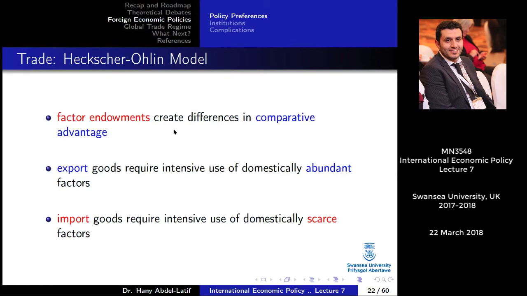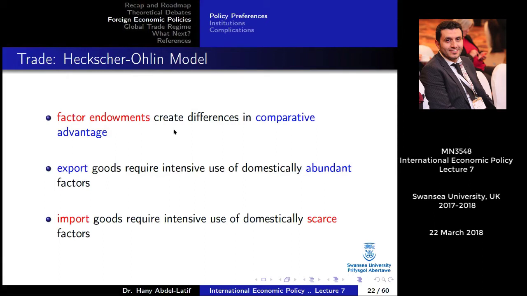So based on your factor endowments, meaning if you have, let's say, an abundant supply of labor, it makes sense that you will specialize in products whose production needs intensive use of labor, for example. So think of the factors of production: labor, capital, and land. In general, you will export goods that require intensive use of the domestically abundant factor. So it depends on what is more available in your country. You will import goods that require intensive use of domestically scarce factors.